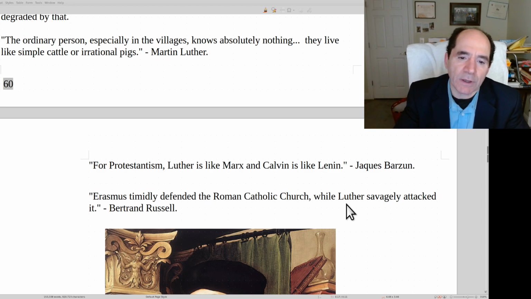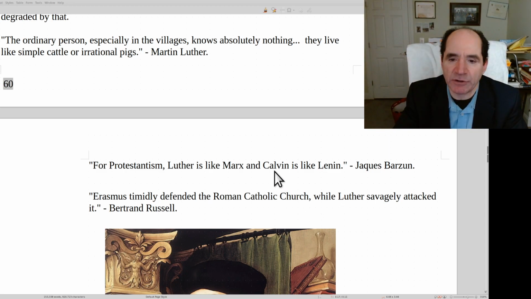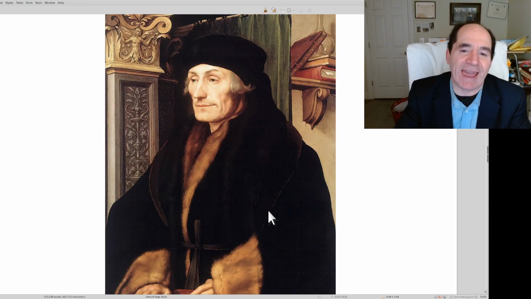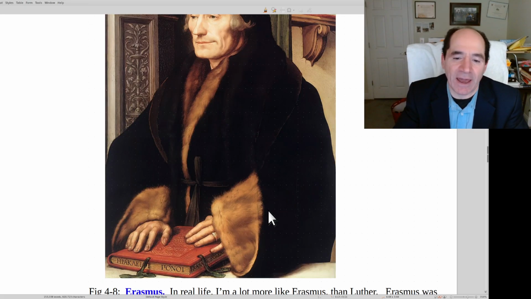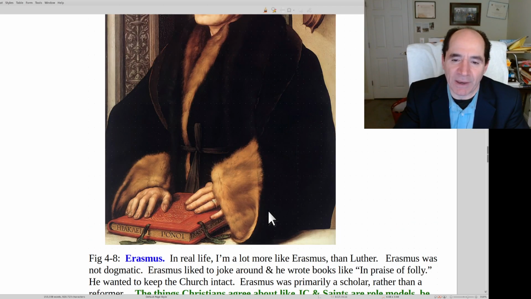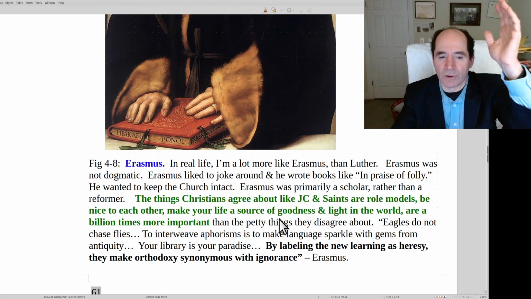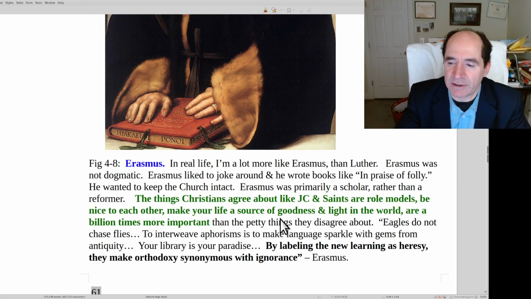But Erasmus was a little bit more in different locations and stuff. And Erasmus didn't want to see the church destroyed, okay? And I think I have a lot more in common with Erasmus than Luther. Luther's entertaining. Erasmus, he was nice. He wanted to keep the church together, even though he loved to make fun of it, because he wrote a book called In Praise of Folly. He was more of a scholar than a reformer. And I would agree with the idea that Christians have more in common and agree about the important things, like Jesus Christ and the saints as role models, and be nice to each other, be a source of light and goodness in the world. That's a billion times more important than the petty things they disagree about.